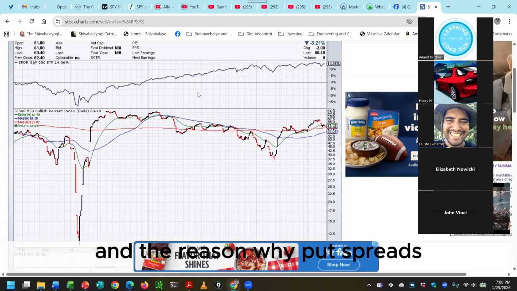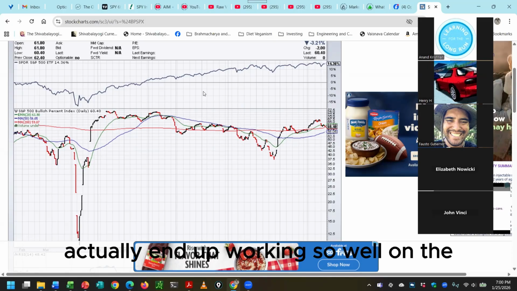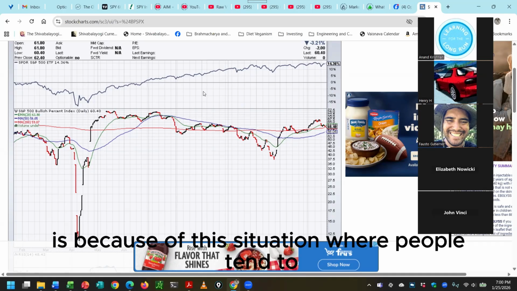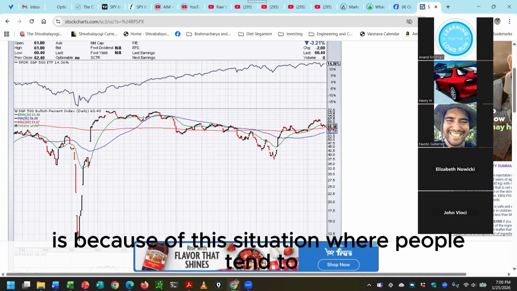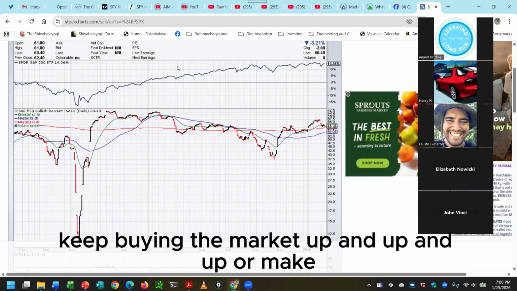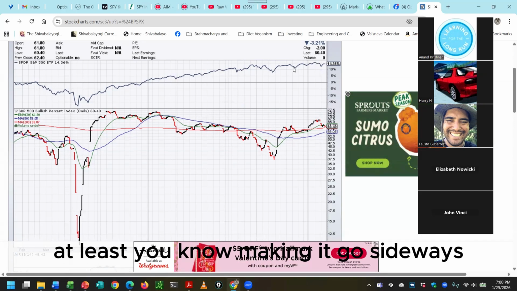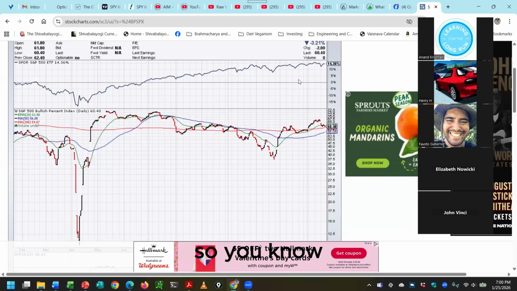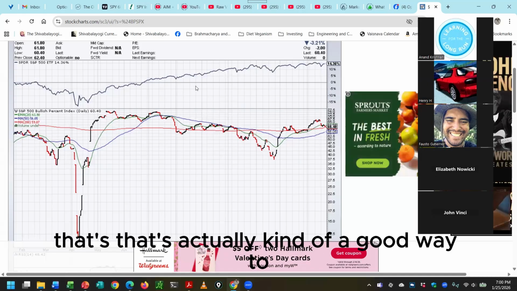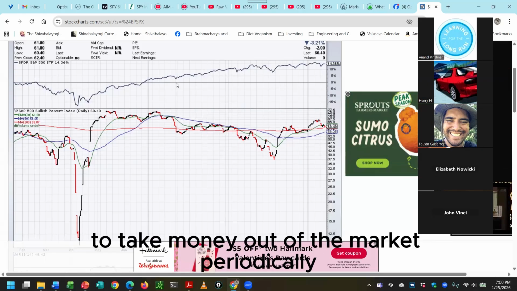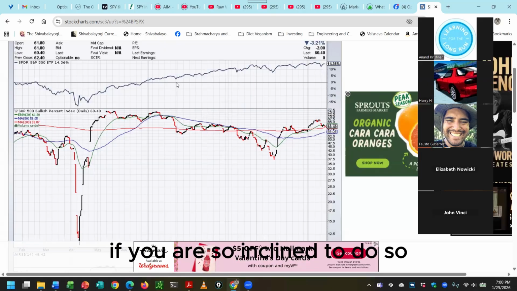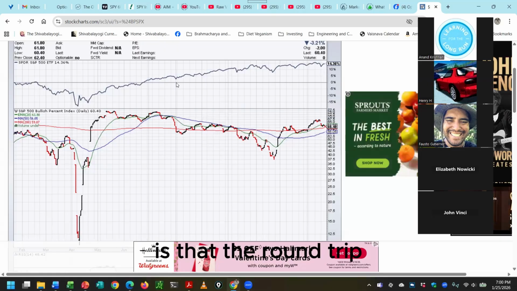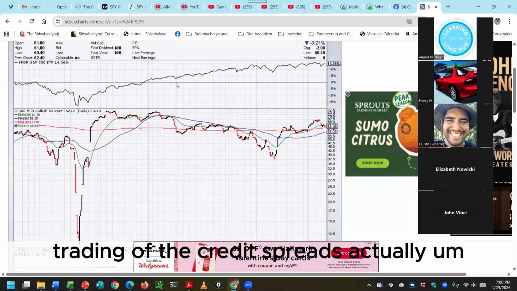And the reason why put spreads end up working so well on the SPY or the SPX, depending on what you like to trade, is because of this situation where people tend to keep buying the market up and up and up, or at least making it go sideways. So that's actually a good way to take money out of the market periodically, if you're so inclined to do so.